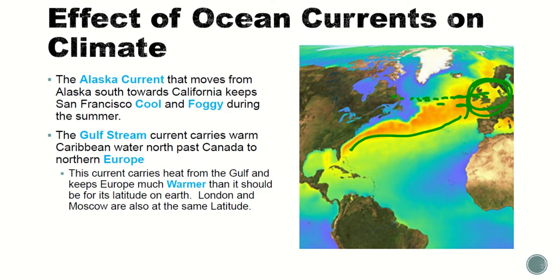So the effect of the ocean currents, kind of other currents, the Alaskan current, as it moves from Alaska south toward California. This is why California is known for being cool and foggy during the summer. The Gulf Stream, which you may have heard about, carries water from the Caribbean north past Canada to northern Europe.